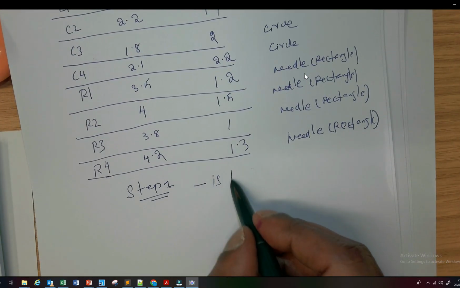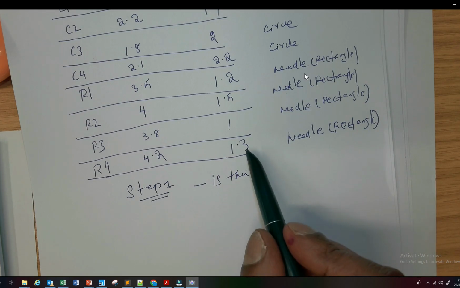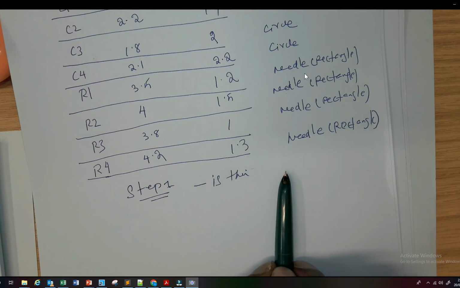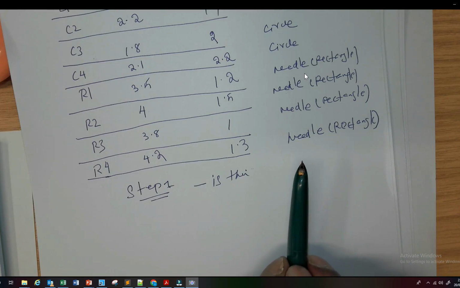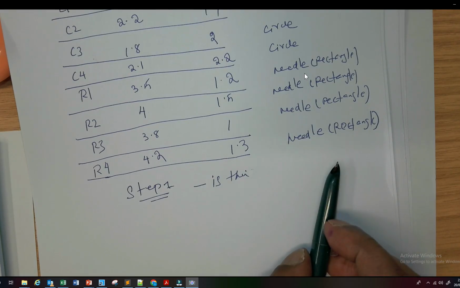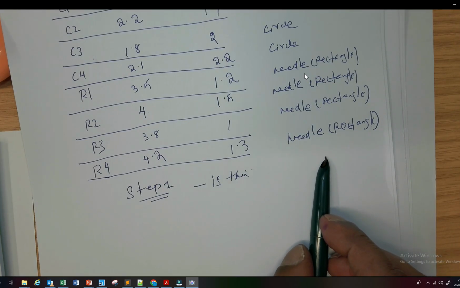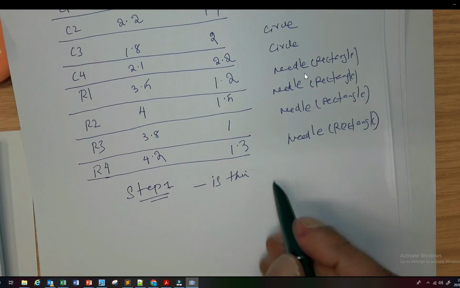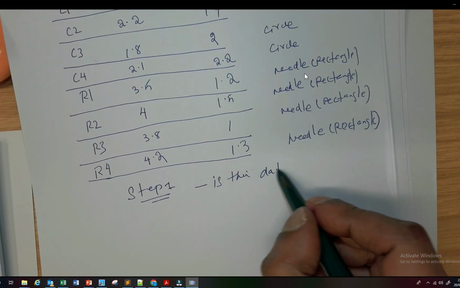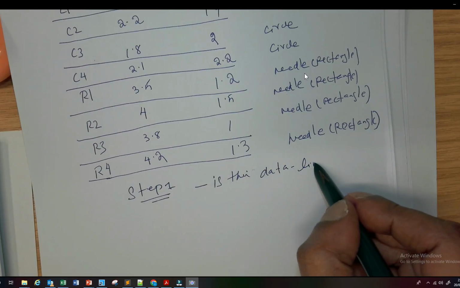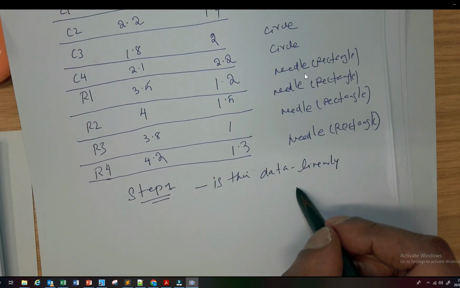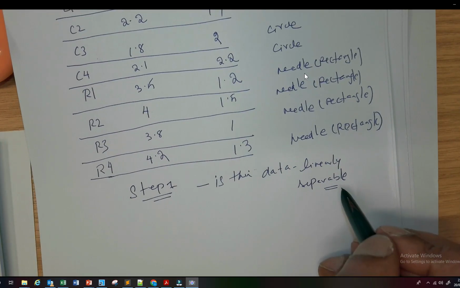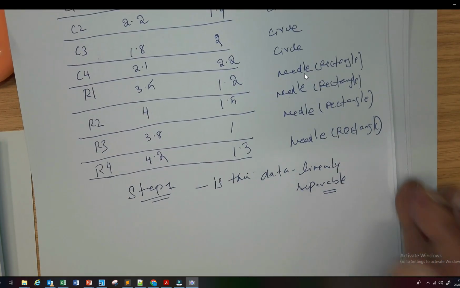What we are going to do is implement a support vector machine, so that way you can learn about this algorithm. So, is this data linearly separable? This is the first question you should ask yourself. Let's see.